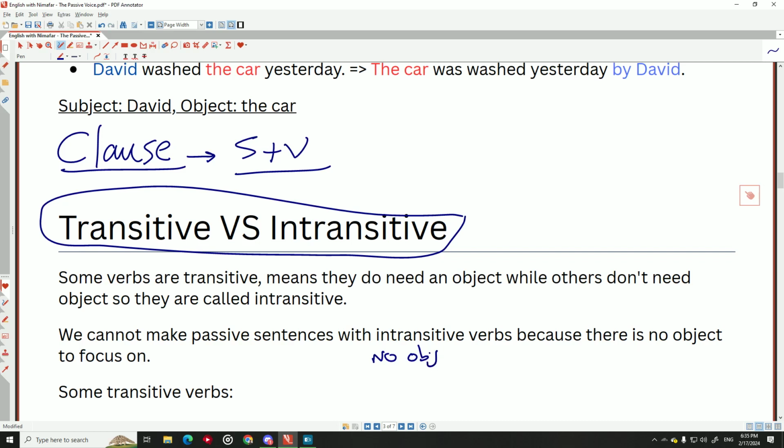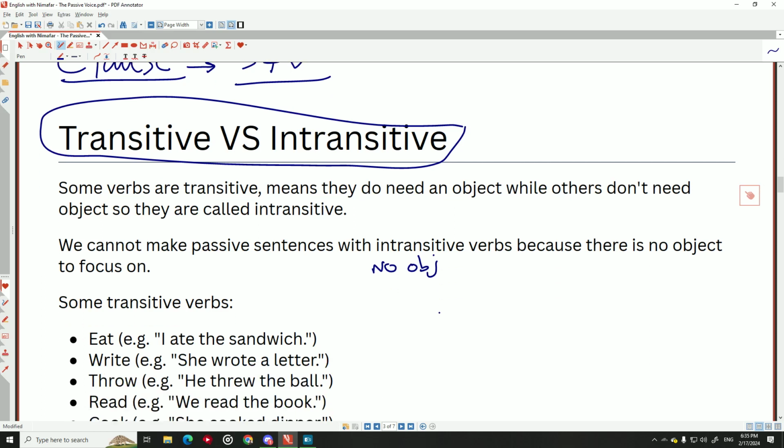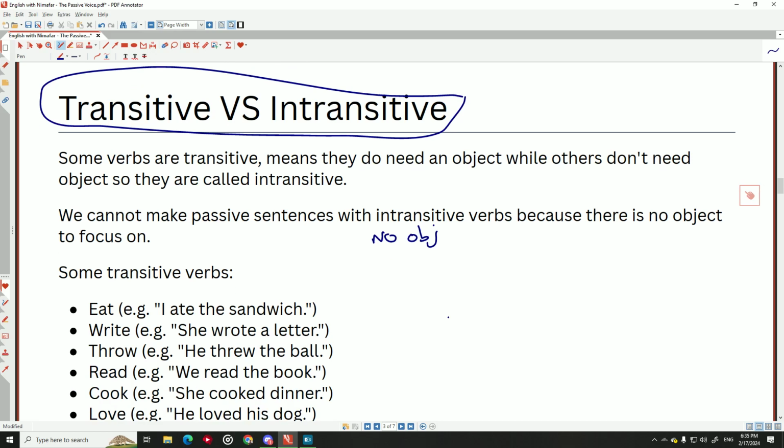Let me write it better. No object. Intransitive. So when you have no object, and all of you said when we focus on the object, we use the passive. So how do you want to focus on the object when there is no object? You have no object, so how do you want to emphasize something that doesn't exist? So we don't make passive sentences with these intransitive verbs.